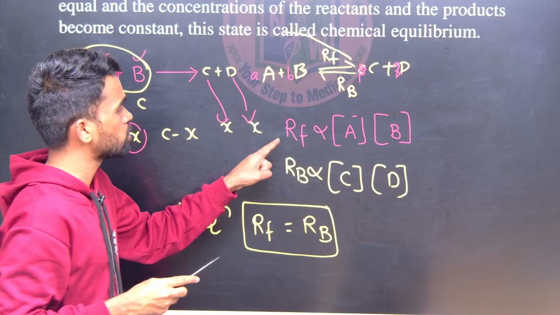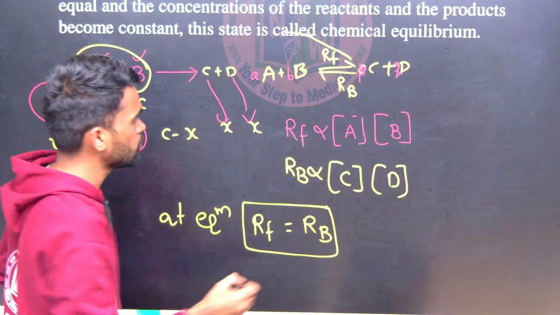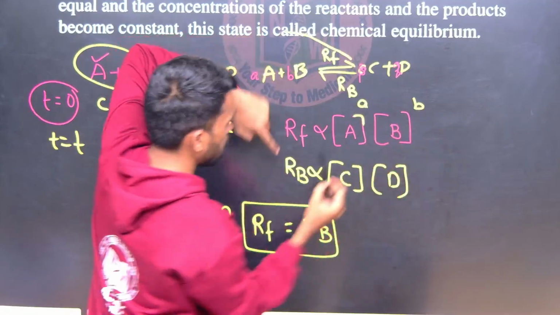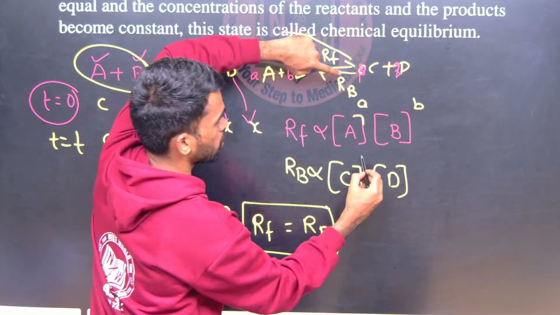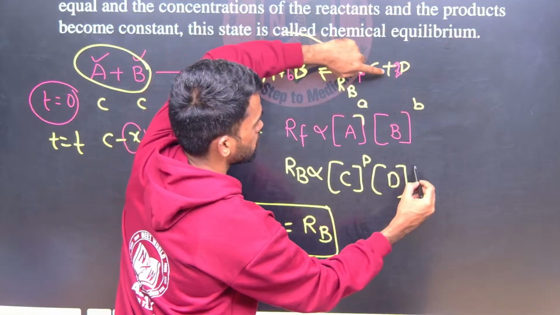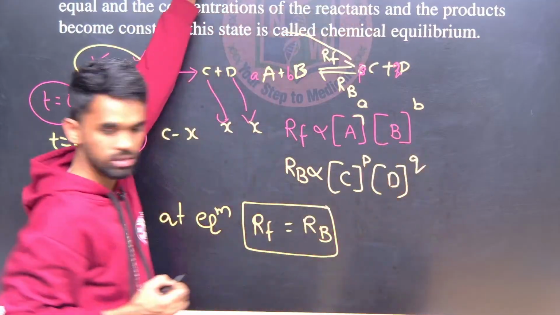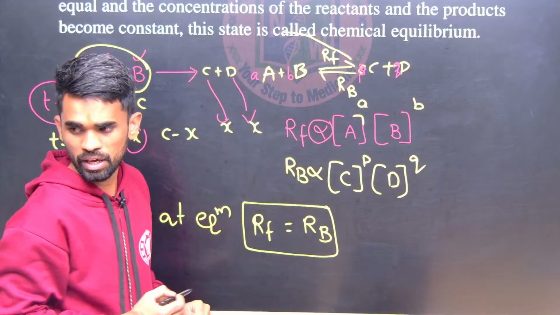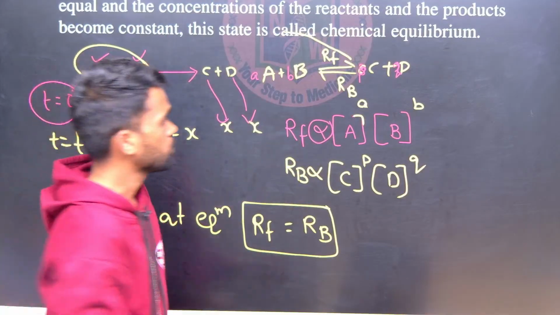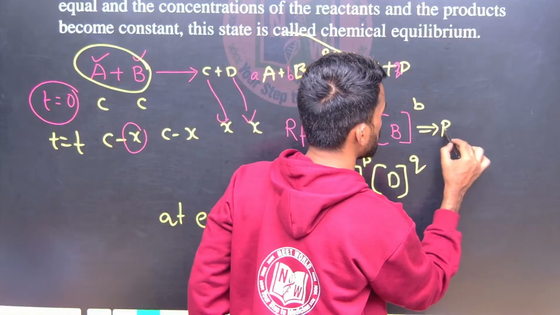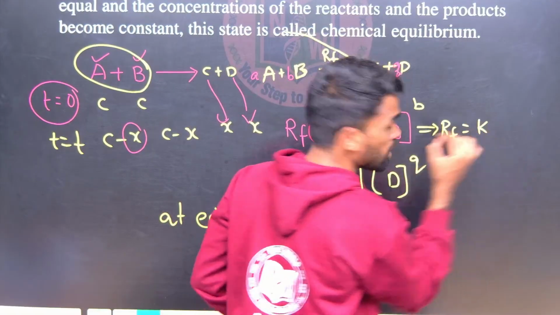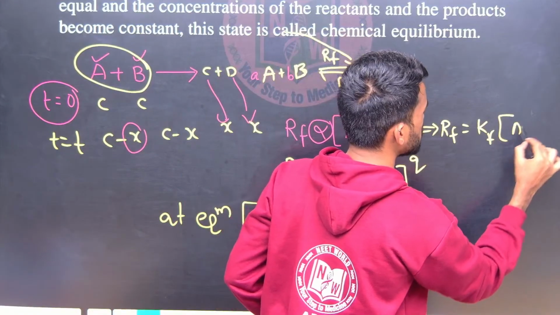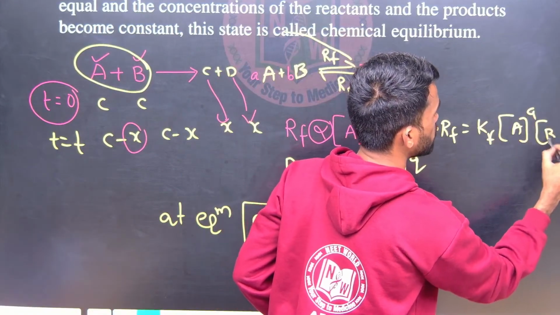So now what should I write? Rate of forward will be equal to the concentration of A to the power a, B to the power small b. And here also I should write the concentration of C to the power P, concentration of D to the power Q. Like this we can write, and I can remove the proportionality and keep a constant. So the rate of forward reaction RF is equal to Kf, the forward reaction constant, into concentration of A to the power a, B to the power b.